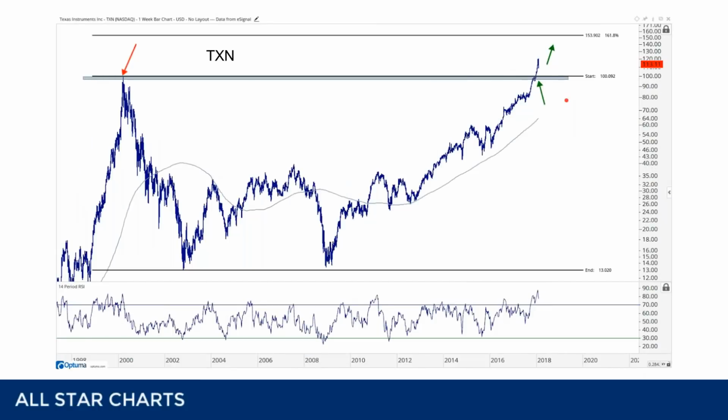Texas Instruments just now breaking out above those 2000 highs. 18 years it took. So now we're up. How can we not be buying Texas Instruments if we're above 100? I think it goes up 50% from 100. So another 40% from current levels.